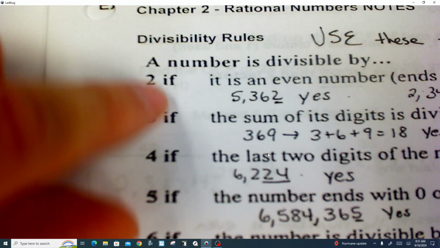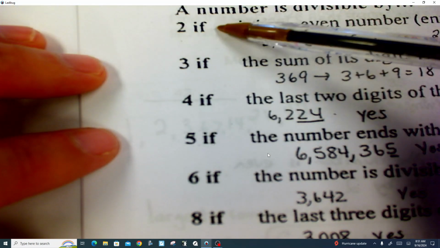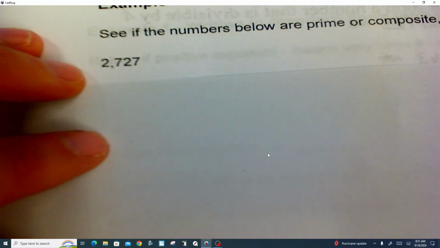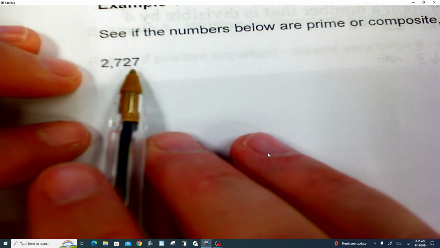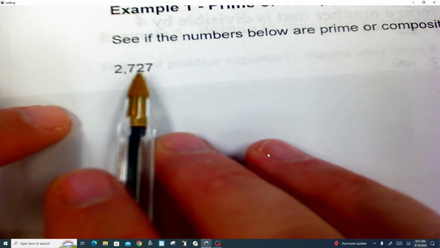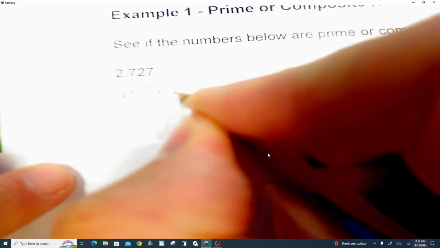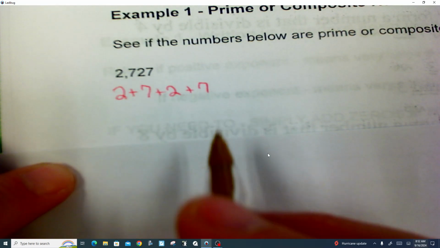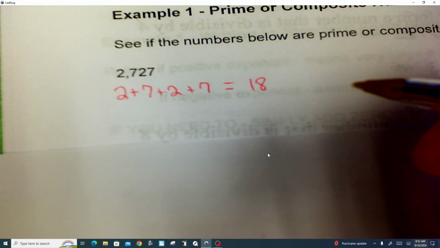And you could just go straight down. If you can prove that any of these big numbers are divisible by any of these, we're going to prove that it is a composite number. So can we divide this number by 2? Yes or no? Nope. So what's the rule to see if we can divide it by 3? Add up all of the sum of the parts of the number there. What's 2 plus 7 plus 2 plus 7? What'd you all get? Very good, it's 18.